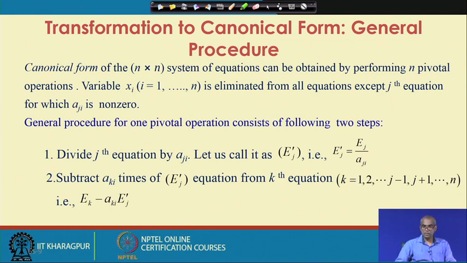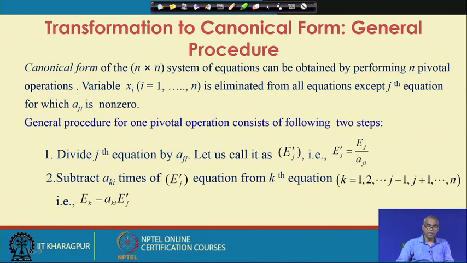So, variable x i is eliminated from all equations except the jth equation, and for the jth equation the coefficient a j i is non-zero. So, the general procedure for one pivotal operation consists of the following two steps. First, divide the jth equation by a j i. Let us call it E j prime. So, E j prime equals E j by a j i.